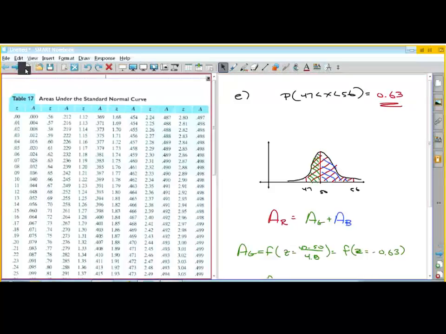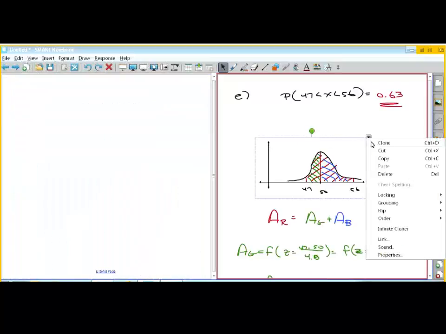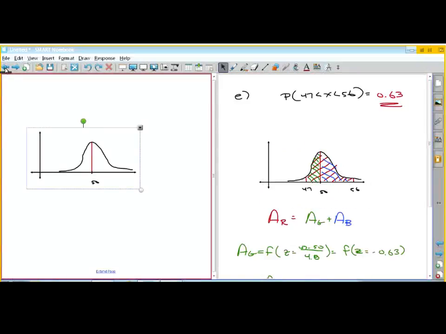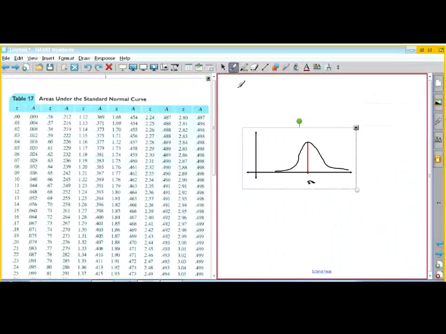Okay, let's add another. Let's add a page. Copy this over here. And now we can do the next one, which is F. Between 52 and 59.